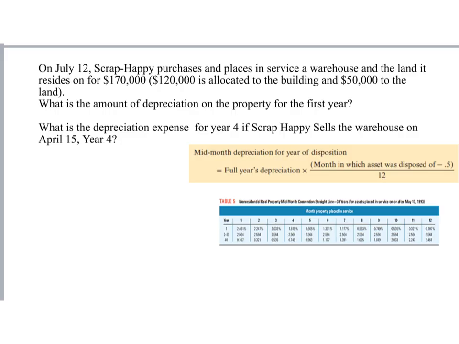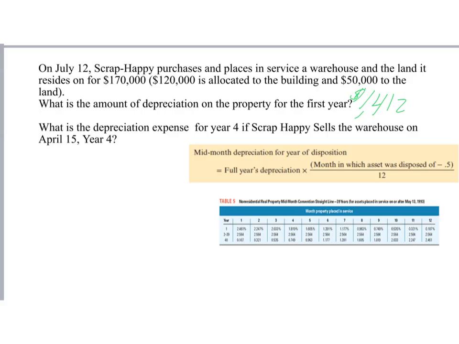All right, and so this is that same company. So we've got Scrap Happy, and we've got the same warehouse. Okay, and so I've just repeated the information. And then what is the amount of depreciation on the property for the first year? And remember that was $1,412. So we already know the answer to that, all right?